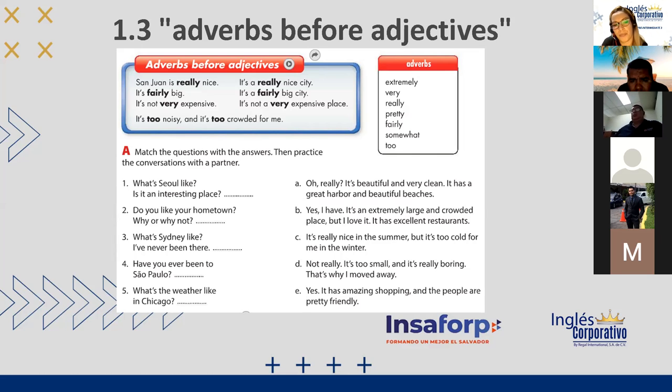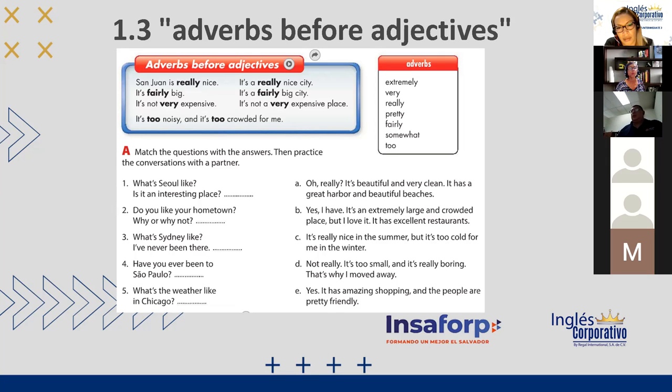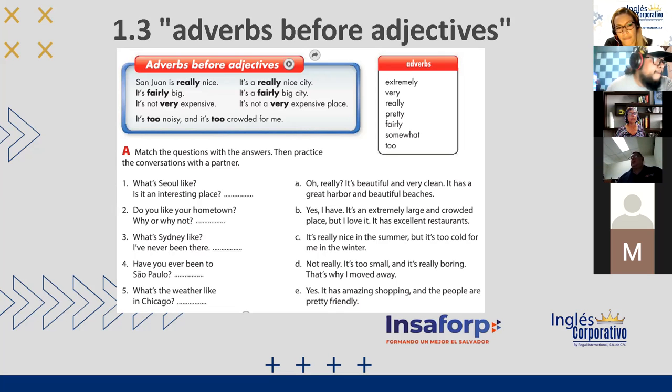Number three. What's in the light? Answer letter B. Oh, really? Letter A. Letter E. Okay, let's see. We got a mistake here.